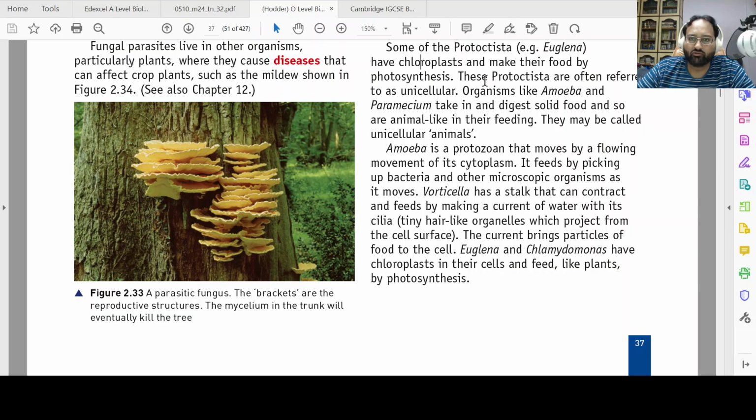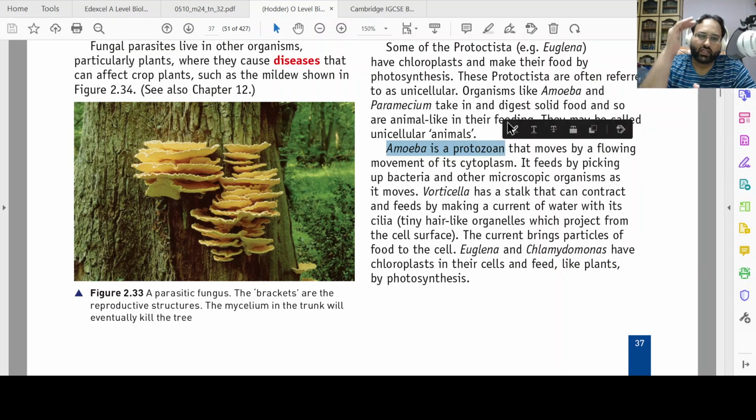The protoctists are often referred to as unicellular organisms, like the amoeba and the paramecium. They take in and digest solid food, and so are animal-like in their feeding. They may be called unicellular animals. The amoeba is a protozoan.